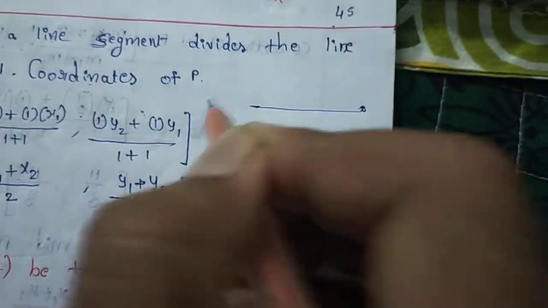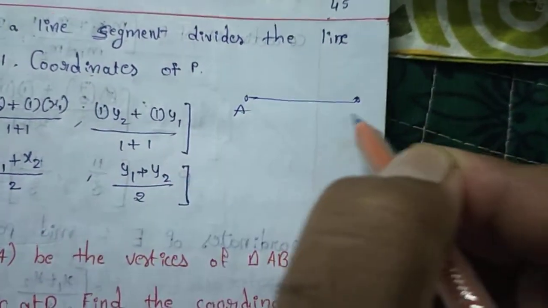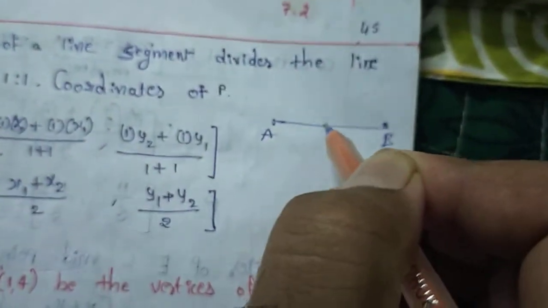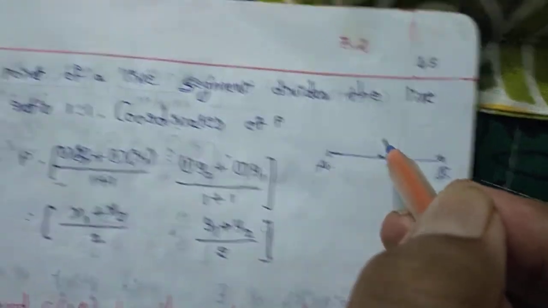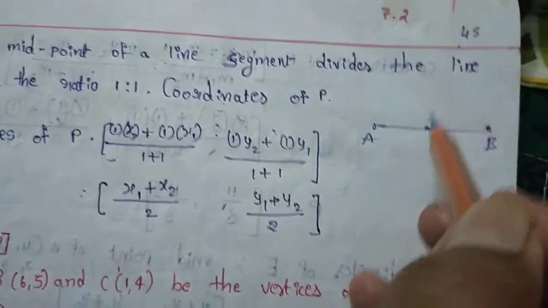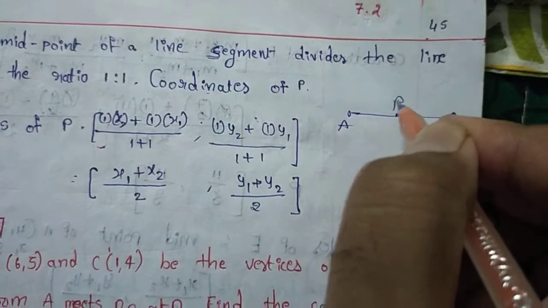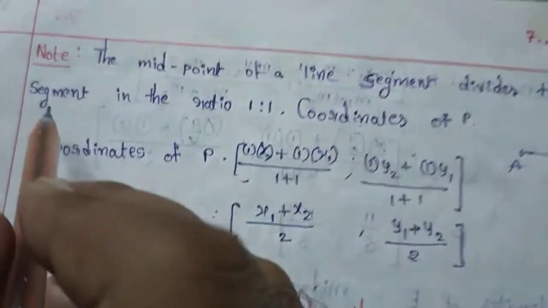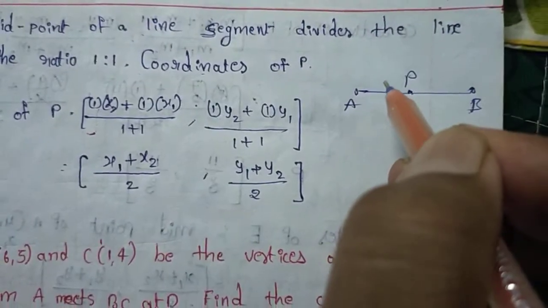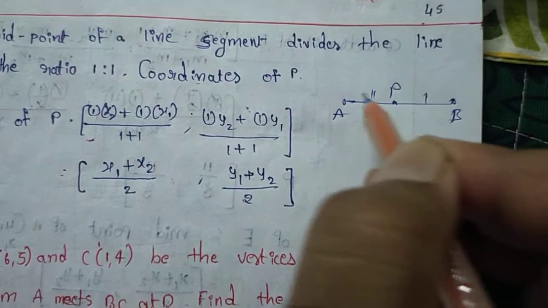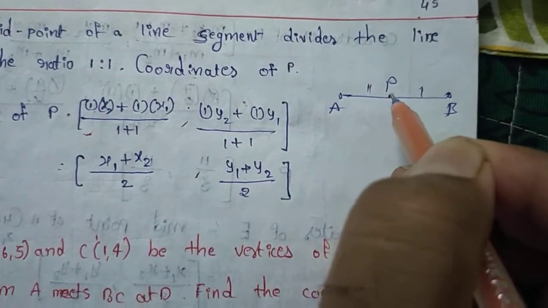Coordinates of P. Suppose this is the line segment AB, with A (x1, y1) and B (x2, y2). P divides AB. This is P, the midpoint of the line segment. It divides the line segment in the ratio 1:1. Same ratio: 1:1 or 2:2, any of these. P is the midpoint.